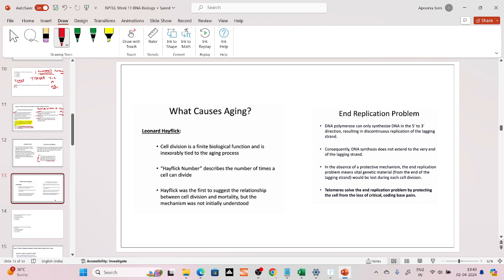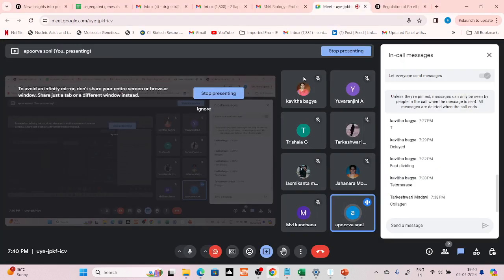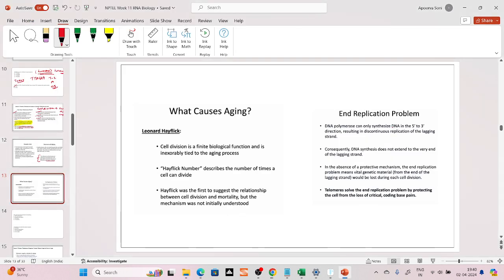immortal or mortal? Tell me, are somatic cells immortal or mortal? Mortal. That means they will keep on dividing only up to a certain limit. After that, they will die. So cell division is a finite biological process, and this is defined by a number which is known as the Hayflick number. And this Hayflick number is important. The Hayflick number describes the number of times a cell can divide. Important. Okay, marking it.